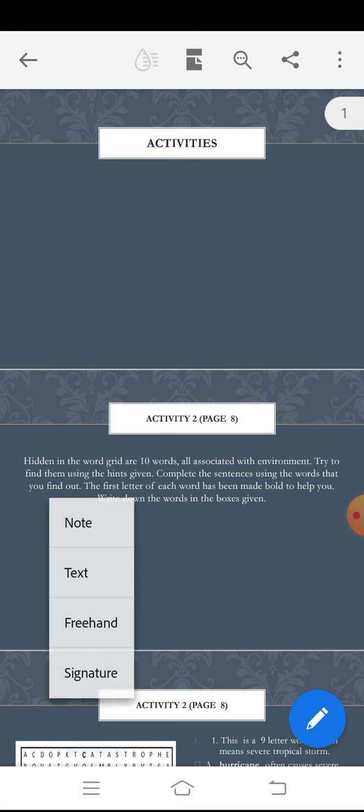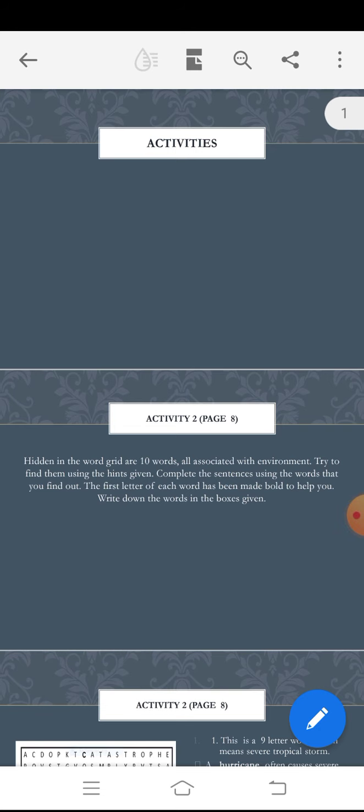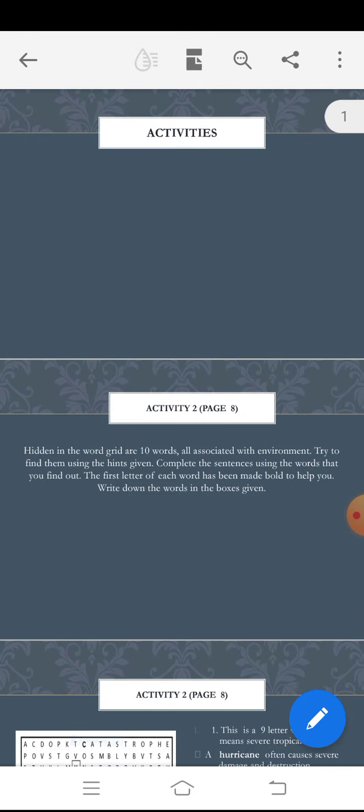The first activity we are doing today is activity number 2, which is there on page 8. There it's written, hidden in the word grid are 10 words, all associated with environment. Try to find them using the hints given. Complete the sentences using the words that you find out. The first letter of each word has been made bold to help you. Write down the words in the boxes given.